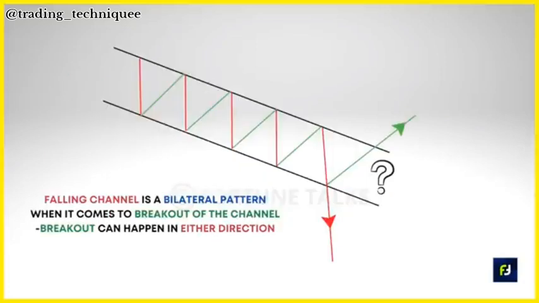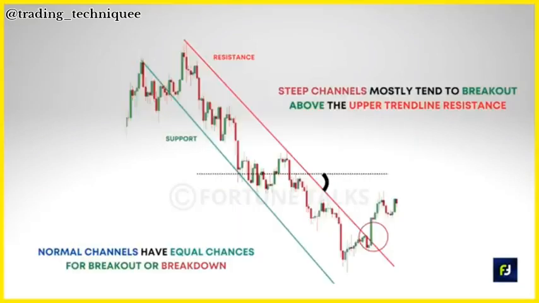When it comes to breakout trading, the falling channel is a bilateral pattern, indicating that a breakout can happen in either direction. But same as before, the slope of the channel to some extent gives us information on whether it will be a breakout or a breakdown. A falling channel with a very high negative slope or a very steep price action will most probably break out above the resistance trend line, while a channel with a medium or lower slope will have equal chances of breaking out or breaking down. Anyway, this is just an observation, but you should enter the trade only after the breakout has been confirmed.